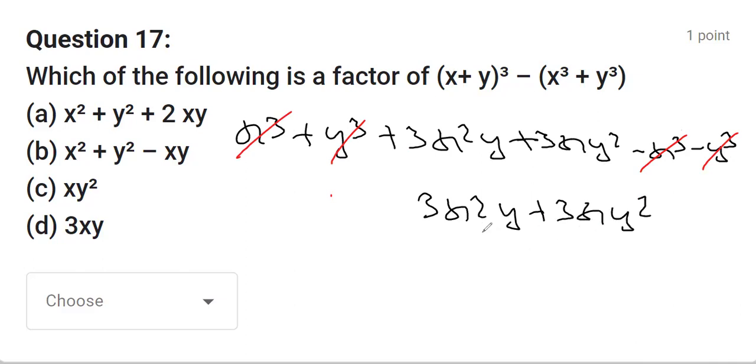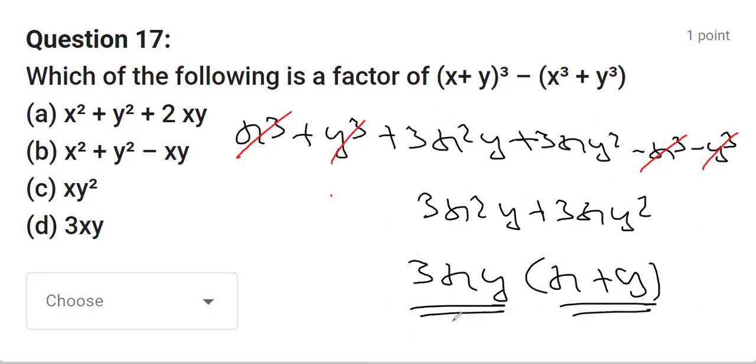Now since we have to factorize, we should take common. I can see 3xy is common, so we're left with x over here and y over here. So we have two factors. One is this and the other is this. Comparing with the options given, only this is given. So 3xy is the correct answer.